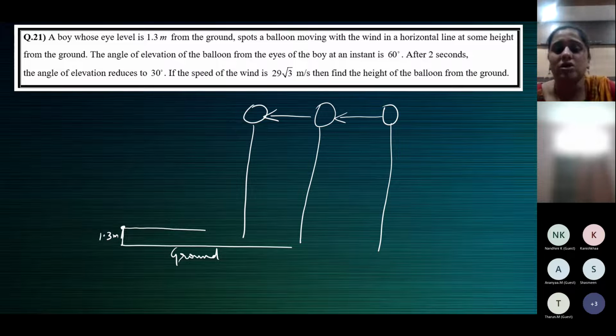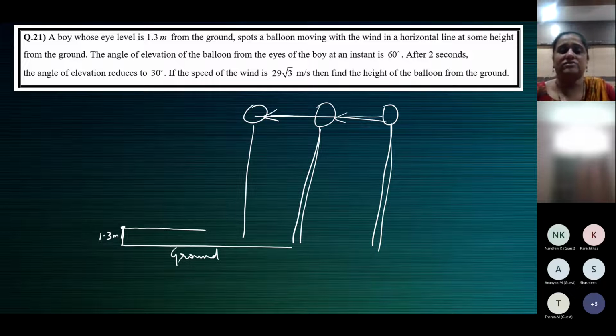So this is the horizontal line in which the balloon is moving, and it's maintaining the same vertical height from the ground. At some height from the ground, the angle of elevation of the balloon from the eyes of the boy at an instant is 60 degrees. After 2 seconds, the angle of elevation reduces to 30 degrees.